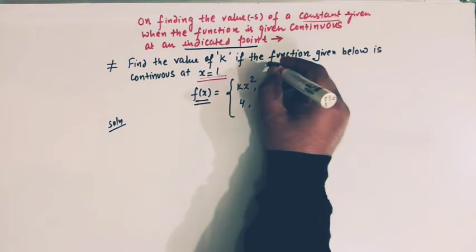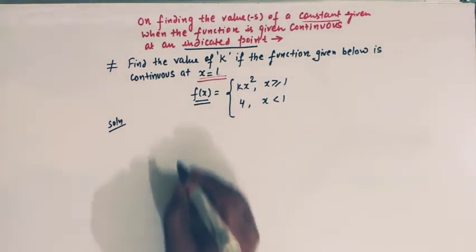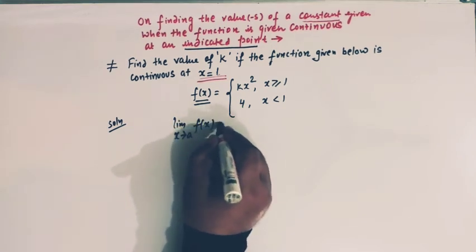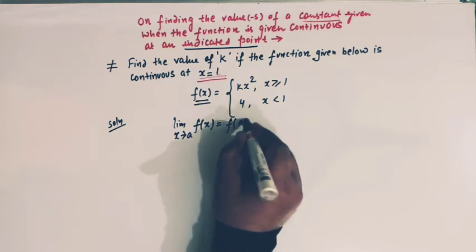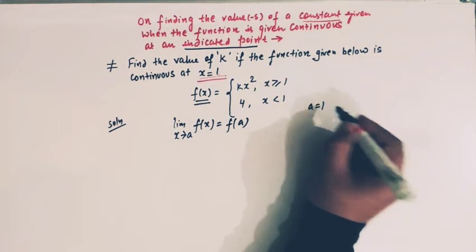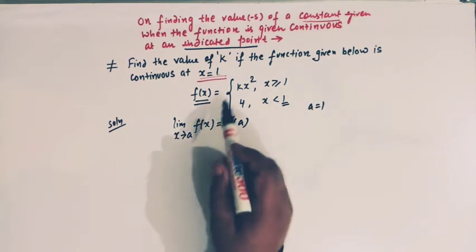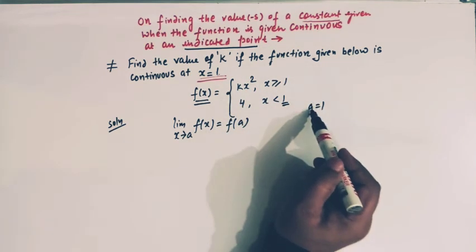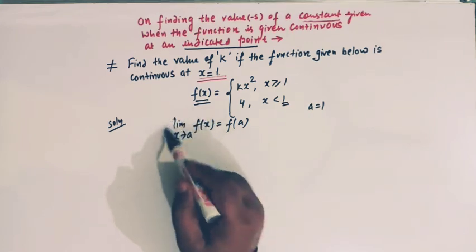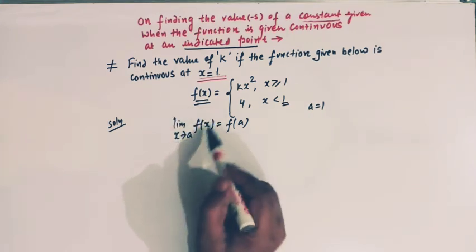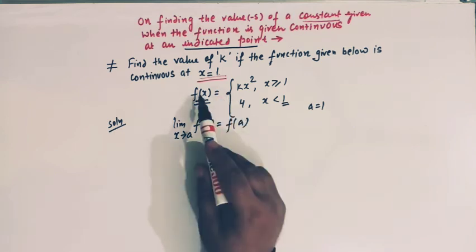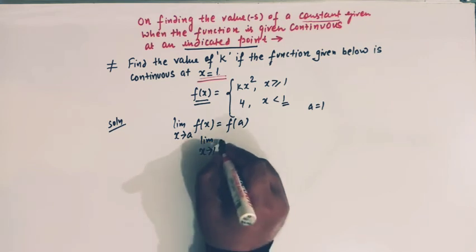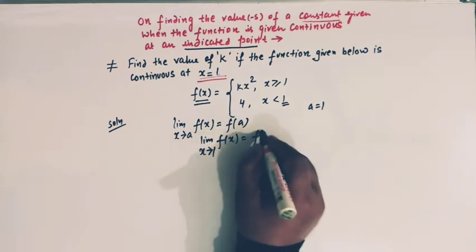A function is said to be continuous if the limit at x tends to a is equal to f of a, right? So here a is 1, because we have to test the continuity. Actually it is given as continuous, so at x equal to 1 the limit must exist and equal to the value of the function at x equal to 1. So it means limit x tends to 1, f of x should be equal to f of 1.